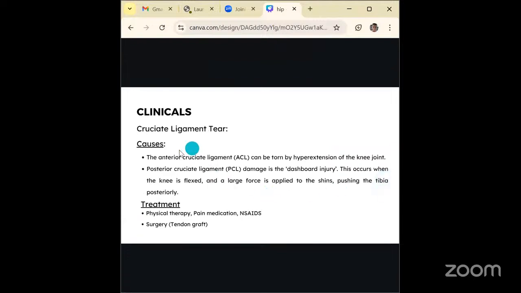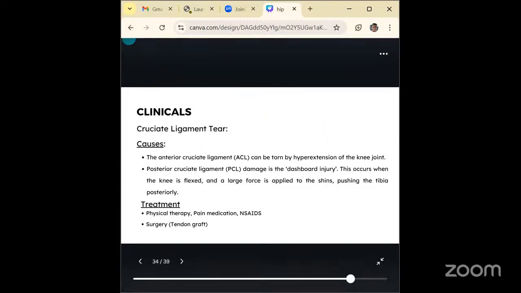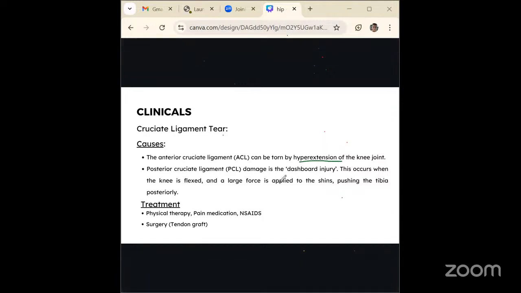Then the cruciate ligaments, remember, the ones that cross in an X form, where the anterior is in front and the posterior is behind. Also, the cruciate can tear as a result of, number one, hyperextension of the knee, and then the posterior cruciate can tear also.